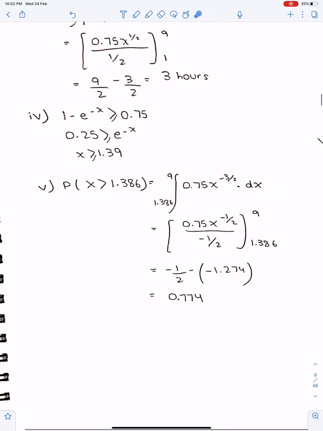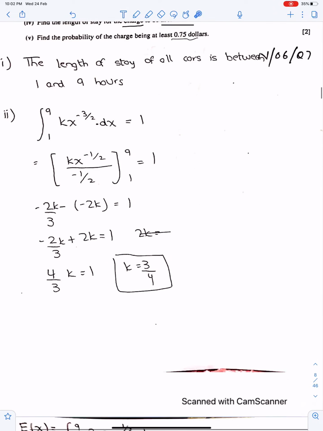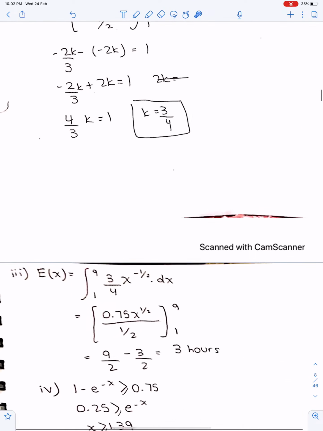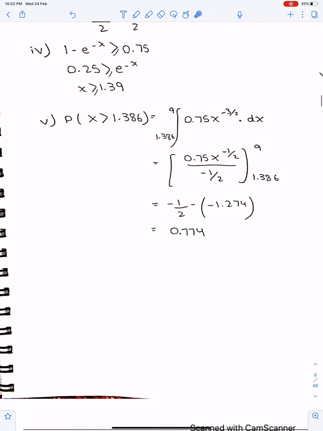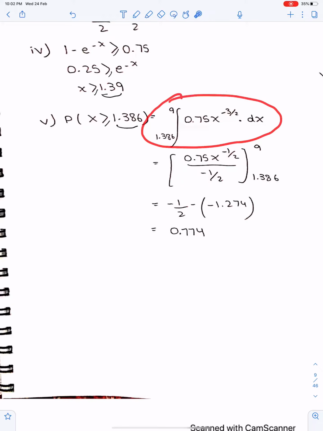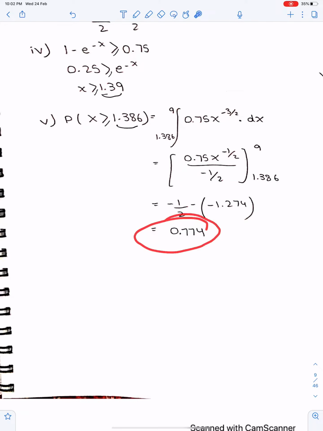in integration. See, use the accurate value. The accurate value is this. This is the estimated value and its accurate value is 1.386. And the question is at least. At least means this number, 1.39, which is 1.386. So you just need to solve this integral. This is the lower limit and this is the upper limit, and this is the answer.